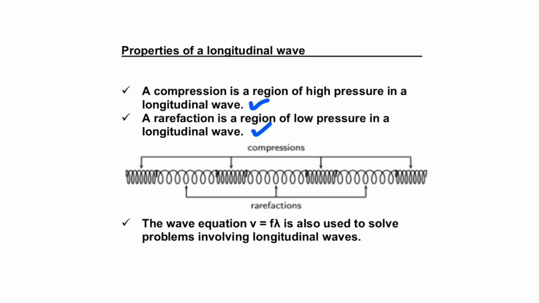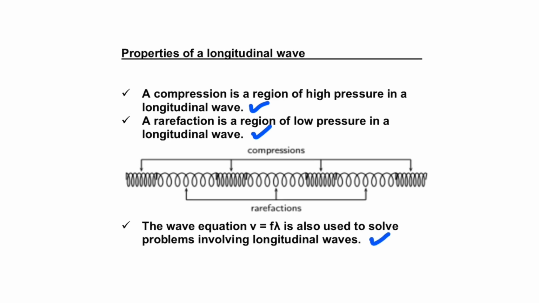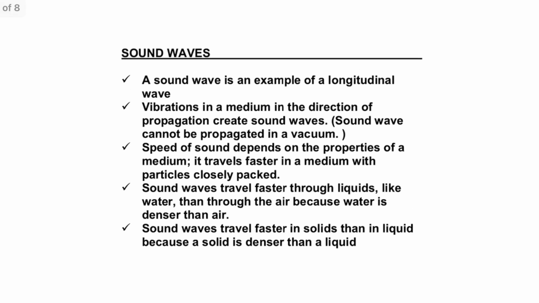The same wave equation we were using with transverse wave also applies to longitudinal waves. The speed is still equal to the frequency multiplied by the wavelength. A good example of a longitudinal wave is sound wave, and we are going to talk about that next. So let's go ahead and take a look.